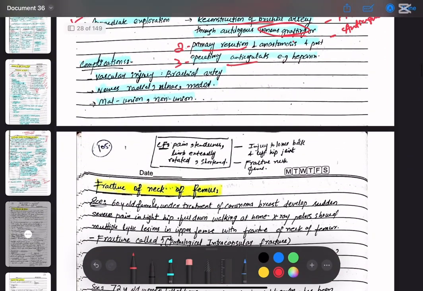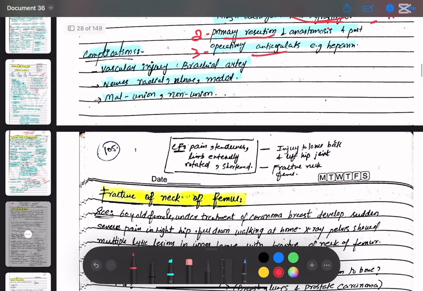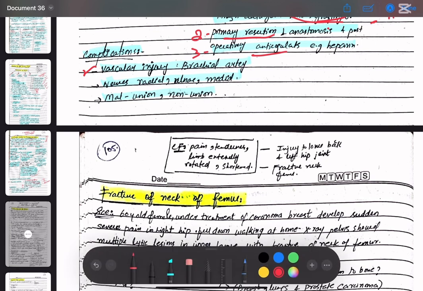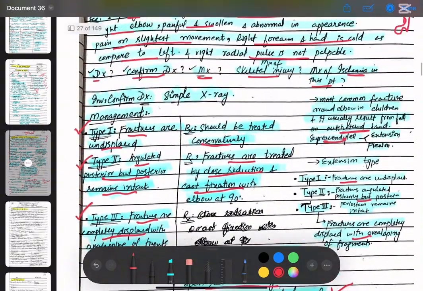These are the complications, that is vascular injury or brachial artery injury, and nerve damage, that is radial, ulnar and median, as these nerves are present in that area, and malunion or non-union. Okay, so for orthopedics, remember that wherever the fracture occurs, there may be malunion or non-union, and also damage to the vessels, that is vascular injury, the arteries that pass there, for example the brachial artery, and also nerve damage, that is radial nerve damage or ulnar nerve damage or median nerve damage. So this was about the supracondylar fracture of the humerus in children.